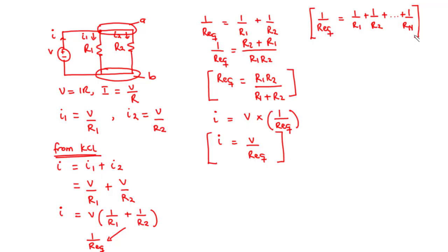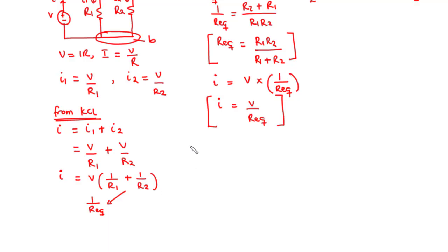Now, how do we divide current between 2 resistors which are connected in parallel? That leads us to what we call the current division rule, or better still, the current divider rule.